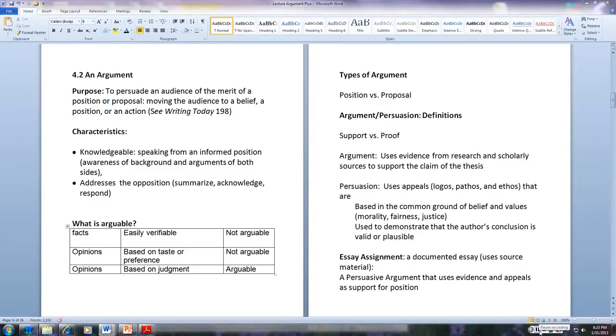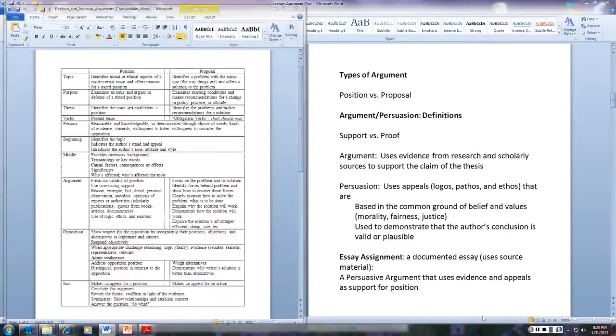Within that legitimacy, we want to talk about two different kinds of arguments. And these two types of arguments are the position and the proposal. Your textbook actually has a separate chapter about proposals. But I want you to look specifically at the topic and the purpose in this chart that I've provided. The topic of a position argument identifies moral or ethical aspects of an issue and offers reasons for taking a particular position. It examines that issue and argues in defense of the position. A proposal identifies a problem and offers a solution for it.